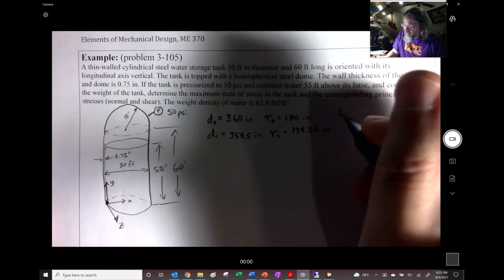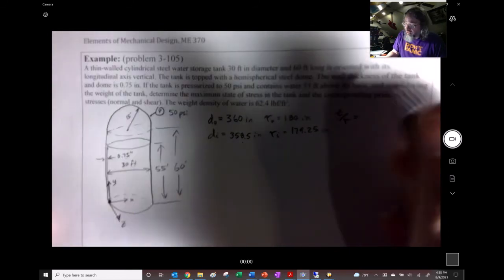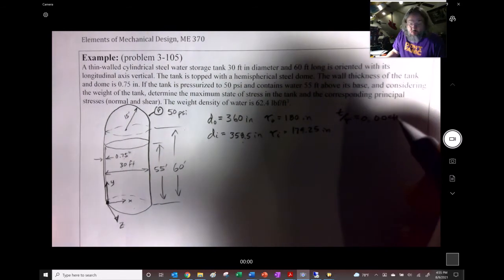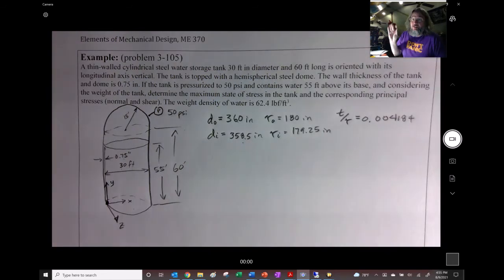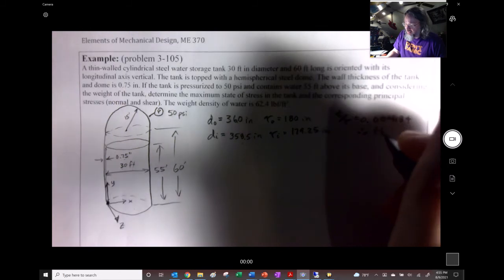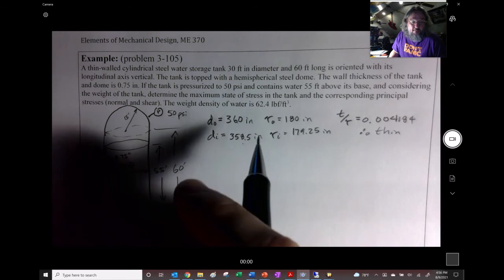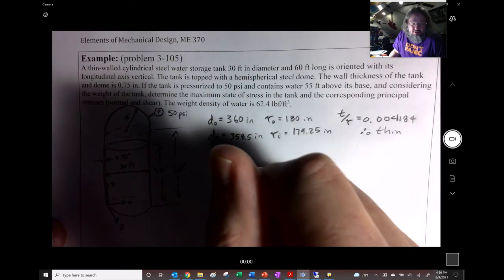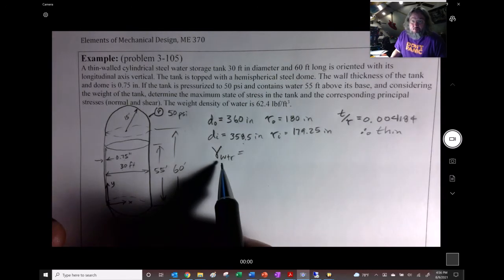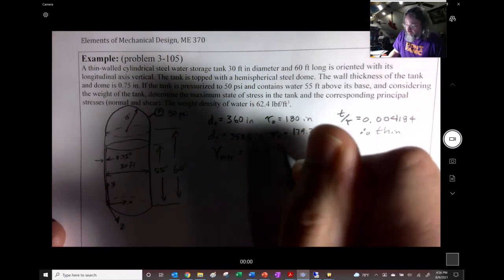So then we want to know what is the ratio of the thickness to the radius. Well, if you do that, you find you have 0.004184, way less than 0.1. Therefore, this is a thin-walled approximation. It's totally fine, right? Some of the other information they told us is that the weight density, or specific weight, if you will, is 62.4 pounds per cubic foot.